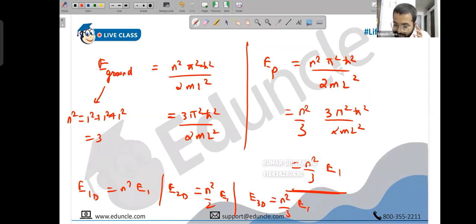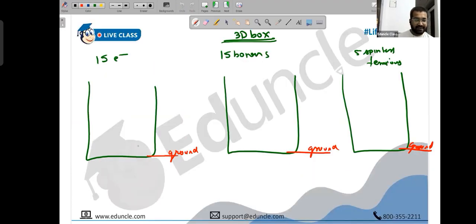Nice. What's the time by the way? 31 already. Let's complete this question. Let me try it. N square by 2, n square by 3. Okay. Sure. Let's do this. So the ground state has 1, 1, 1. And then the first excited state was 3-fold degenerate. And you had 1, 1, 2 as a state. And then you had 1, 2, 1 as a state. And then you had 2, 1, 1 as a state.